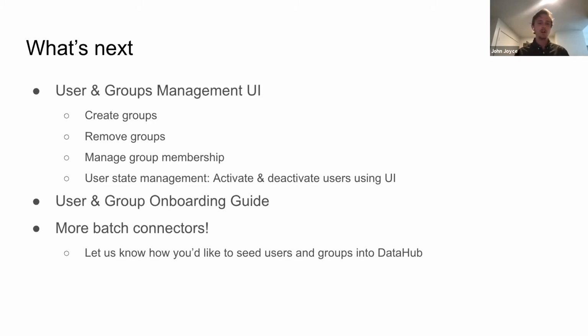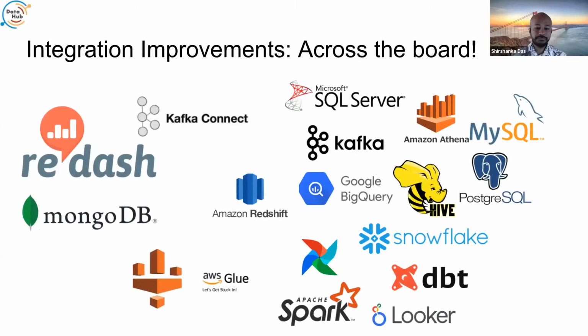And then finally, we want to build out a couple more batch connectors. There's been requests for things like Keycloak and things like Google Identity, some of these other third-party user and group stores. So let us know if you have other connectors you'd like to see. We're definitely interested in taking requests there. So that's pretty much it. I think we can move on.